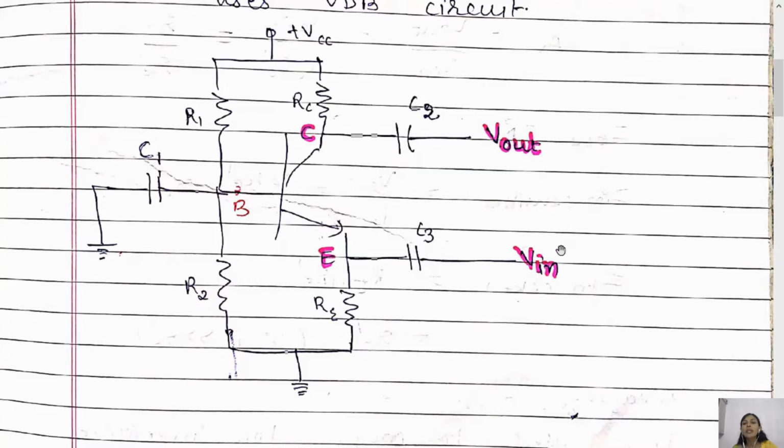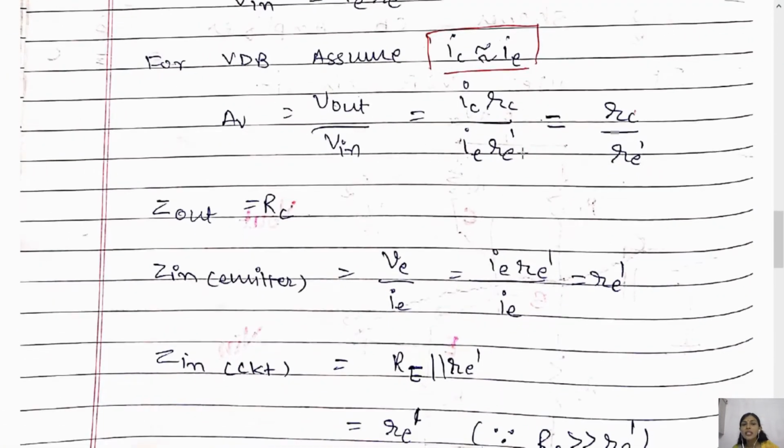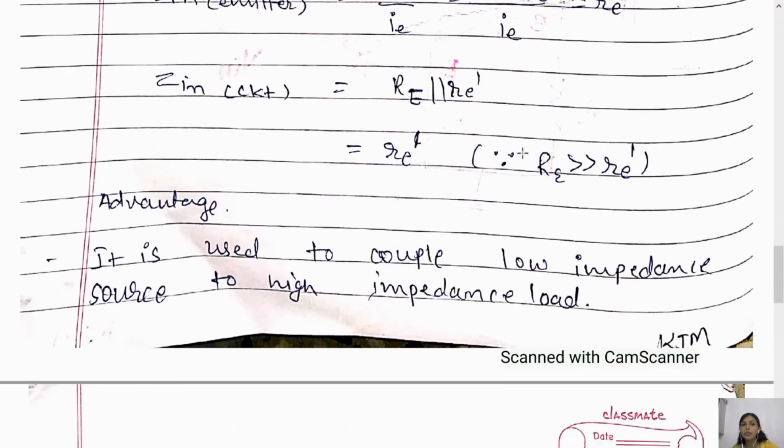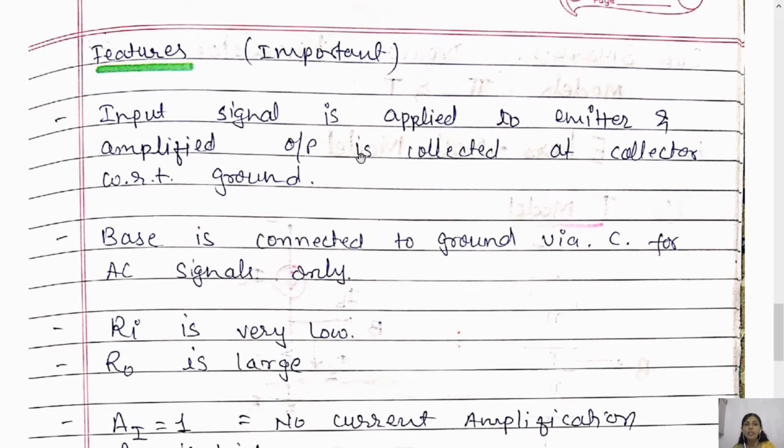The signal will be amplified in the CB amplifier. Here the gain is not 1. It is not a unity gain amplifier. Output is not the same as input, but it will be an amplified output. This word is very important: amplified output on the collector terminal. The base is connected to the ground.